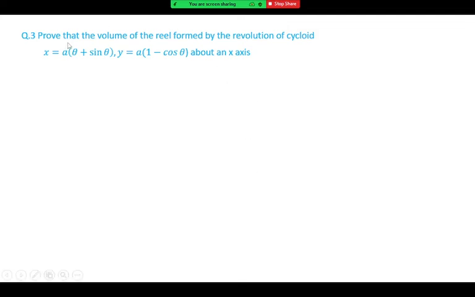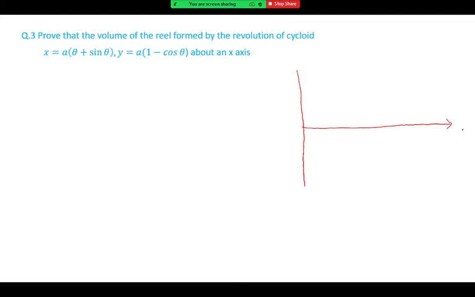So the question is here: prove that the volume of a reel, this is the new word reel that comes mainly for cycloid only. This is again one more new curve for you. A cycloid is a curve which looks like this. I will draw the cycloid here. There are different cycloids, but I will draw this one only.